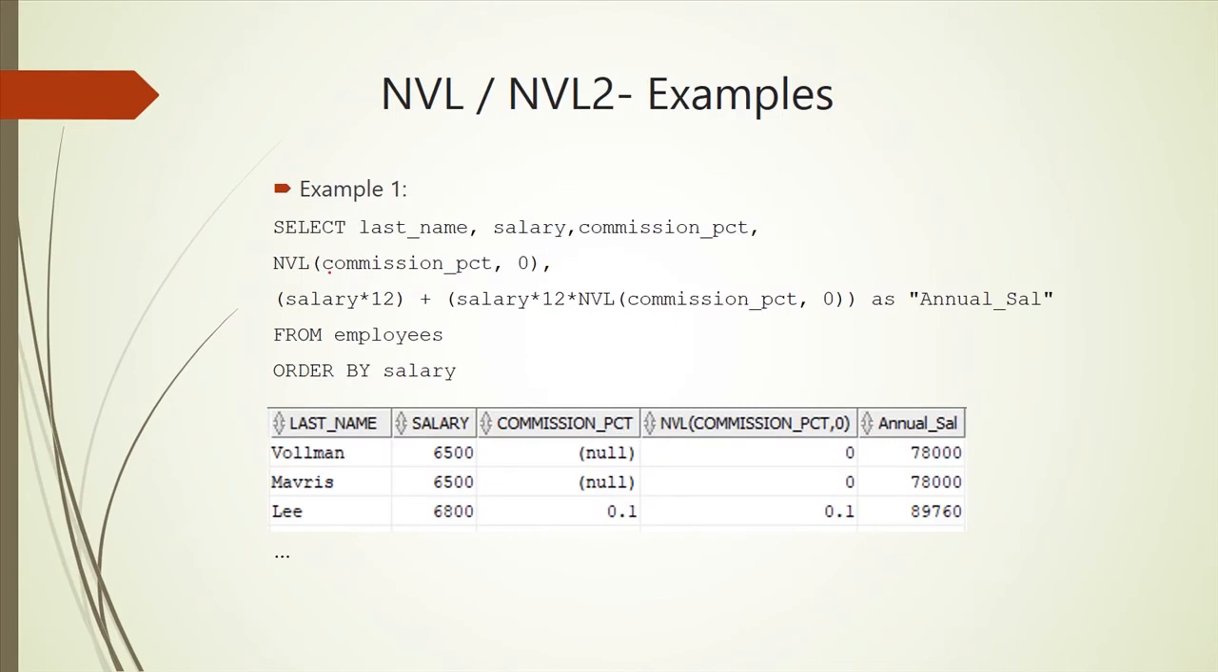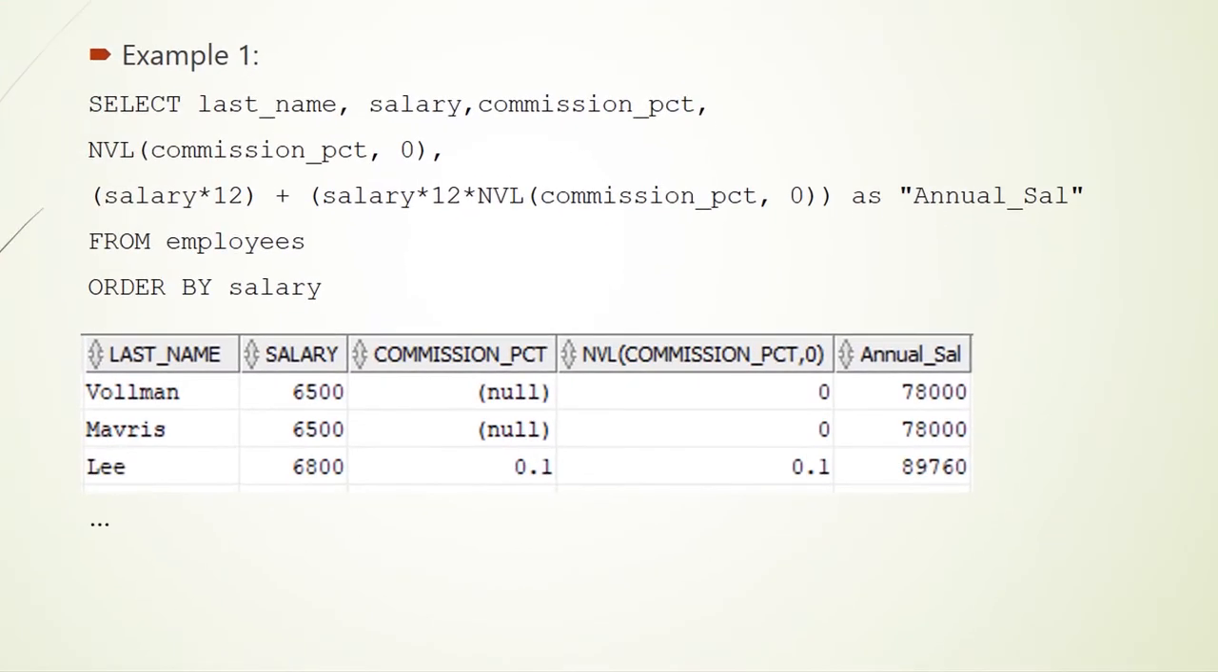To understand how to use the NVL function, let's have a look at this example. Select last name, so here Oracle will display the last name. Salary, this is the salary. In the third column, this is the commission_pct. And here we are using NVL. NVL, as we said before, accepts two arguments. Here the first argument is the column commission_pct and the second argument is 0.